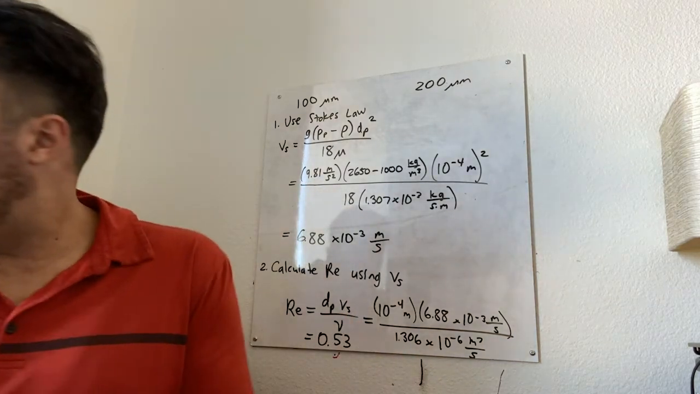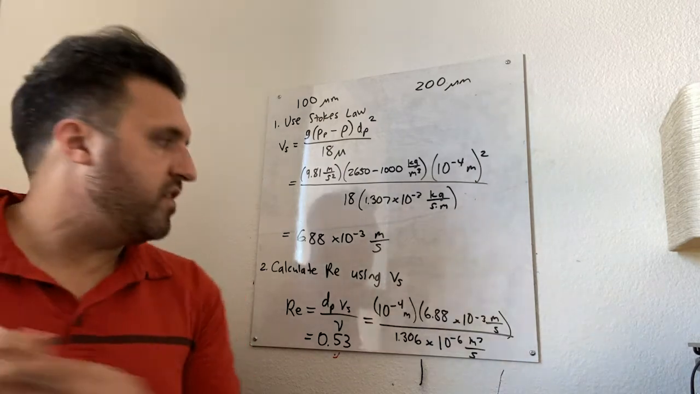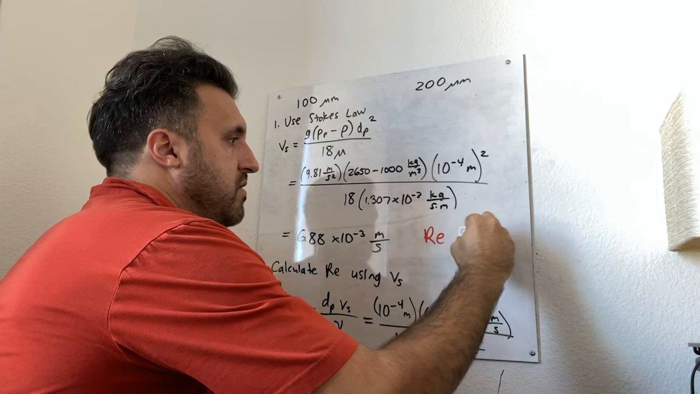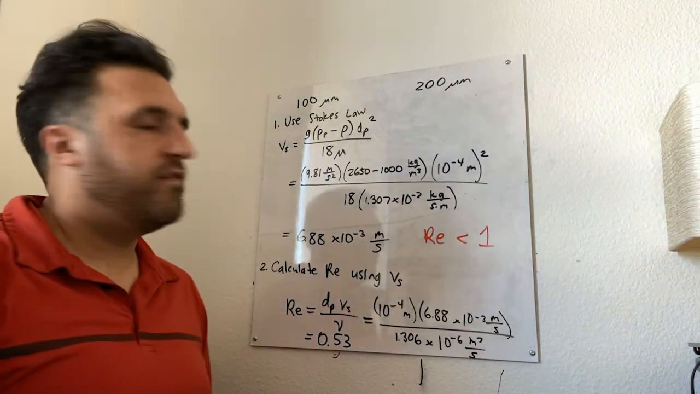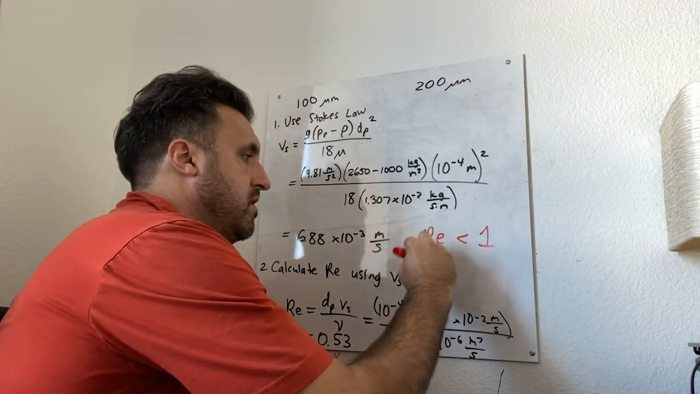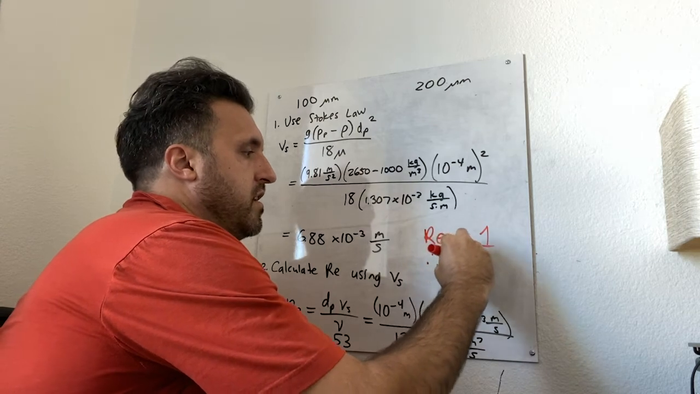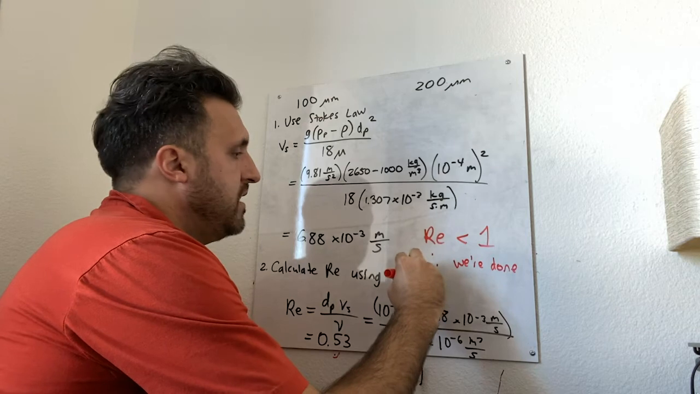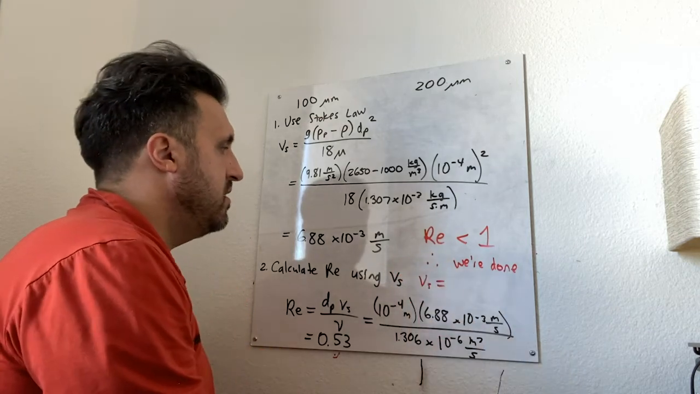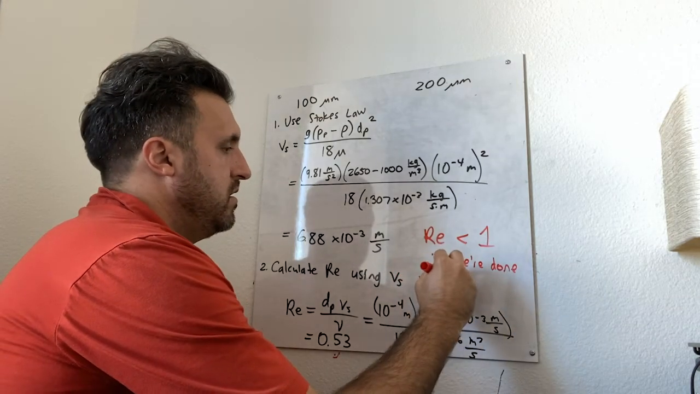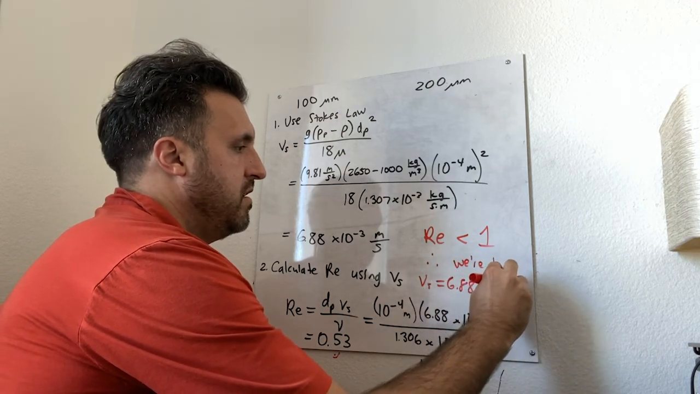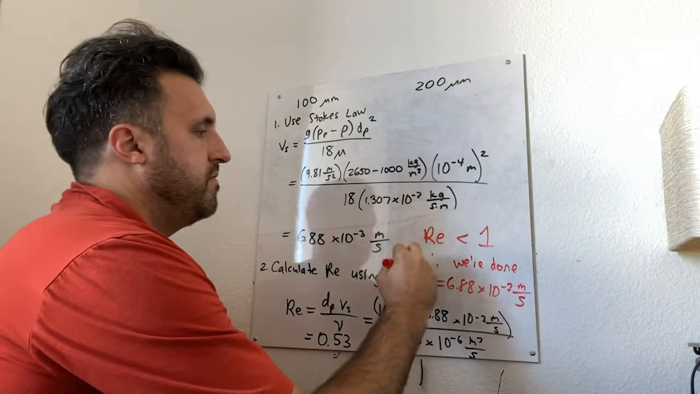All right, so this first check, Reynolds number is less than 1, therefore we are done. And we can say that the settling velocity is going to be equal to 6.88 times 10 to the negative third meters per second.